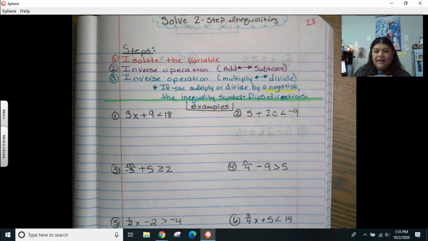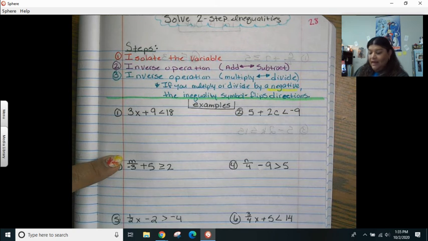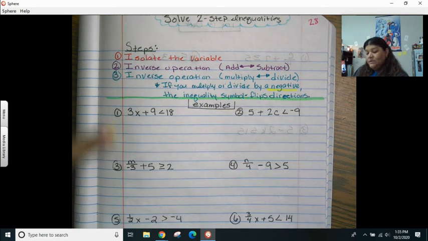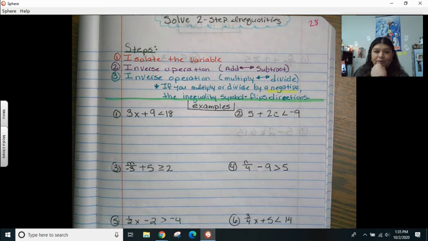So go ahead and press pause, copy your notes down. Make sure you do leave enough space here to work everything out, okay? I left 2, 4, 5 spaces. That should be plenty, okay? And then come back and we'll go over it.